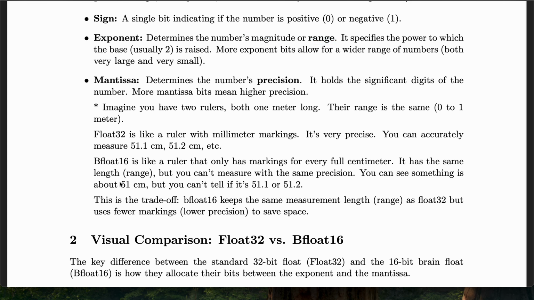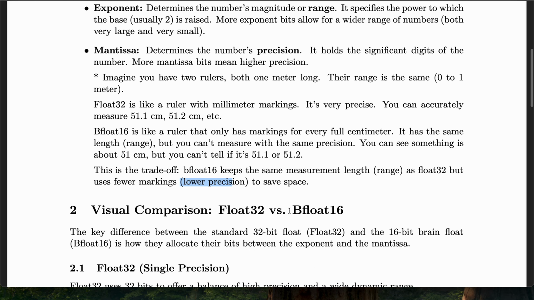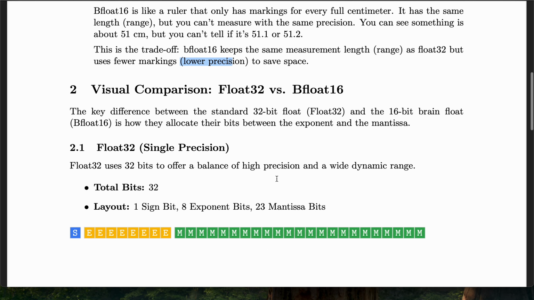You can see something is about 51 centimeters, but you can't tell if it's 51.1 or 51.2 centimeters, okay? So this is the trade-off. Bfloat16 keeps the same measurement length range as a Float32. That's why it's so easy, during training, to actually use Bfloat16, because it's quite similar to how a Float32 behaves, but it has fewer markings, which means it has a lower precision, but it is able to save space. Now let's try to visualize these, okay?